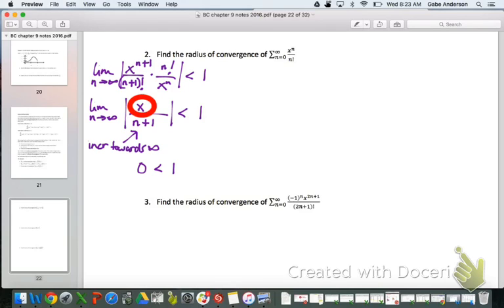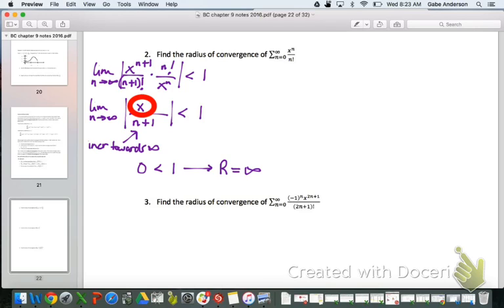We've got the same kind of relationship where that limit doesn't depend on x at all. And so since 0 will always be less than 1, and it doesn't depend on x for this relationship, there are no x values that don't work. In other words, they would all work. So like before, I would say that my radius of convergence is infinity.